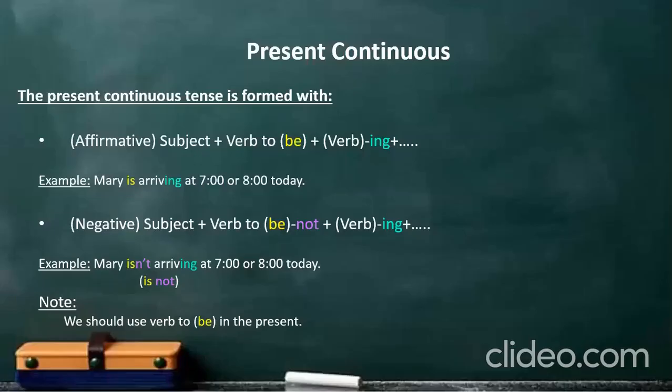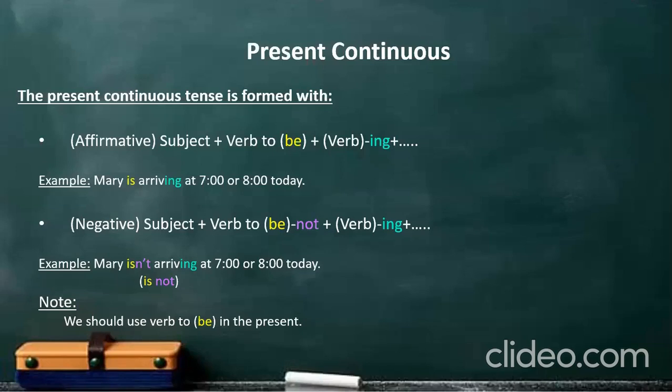To understand the present continuous tense better, we need to have a look at its form. So if I ask you, how do we form the present continuous? Your answer will be, we can form a present continuous sentence as the following. Subject plus verb, and our verb here consists of two parts, helping verb and the main verb.